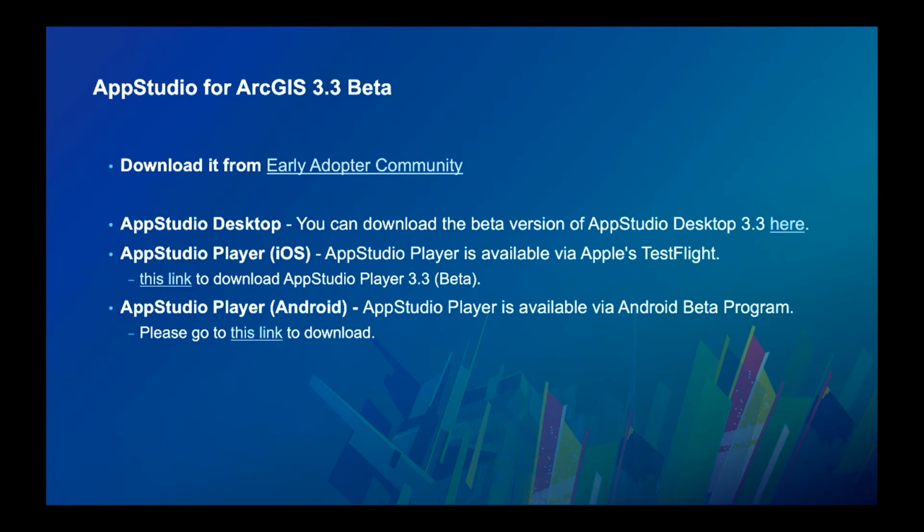What you need to do to get the beta is to download the AppStudio desktop, meaning you need to uninstall the current version and install the 3.3 beta, and then download the player for iOS. There is a TestFlight link that you can click and get the 3.3 beta player, and then there is a link to download the Android player. So 3 things that you need to have. 2 actually, depending on the platform of your mobile phone.